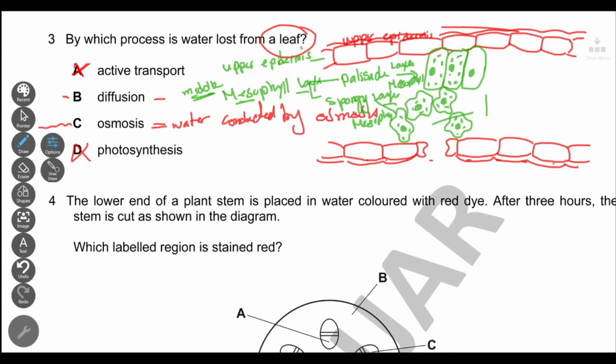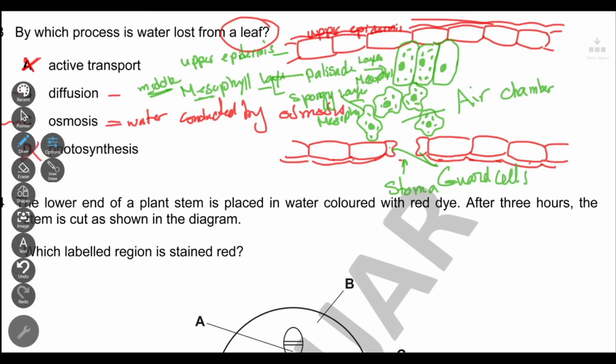And here we have the air chamber. And here we have the stoma. Stoma is singular, plural is stomata. Stoma is controlled by two guard cells. Those are the guard cells. And one of the most interesting things is that the guard cells do contain chloroplasts. Very interestingly, there are chloroplasts inside the guard cells. Guard cells do contain chloroplasts.